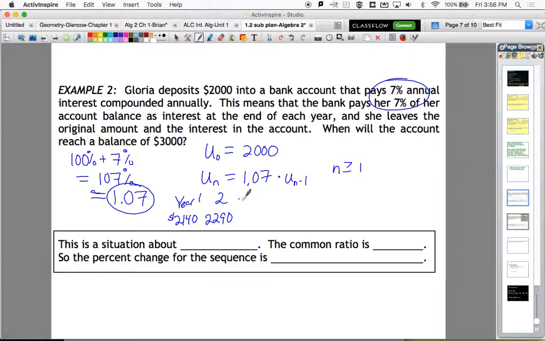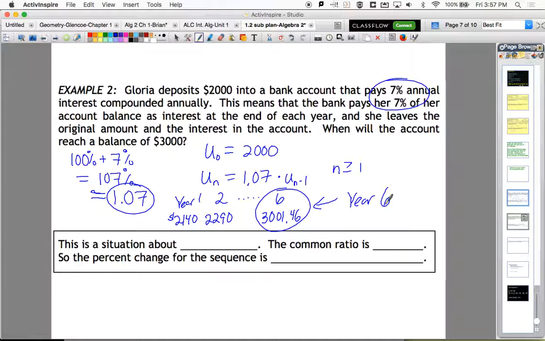So about $2,290. And then we'll continue on with that until, so year 3 we're at 2,450, year 4 we're at 2,621, year 5 we're at 2,805, and finally at year 6 we are up to $3,001.46. All right, so when will the account reach a balance of $3,000? At year 6.